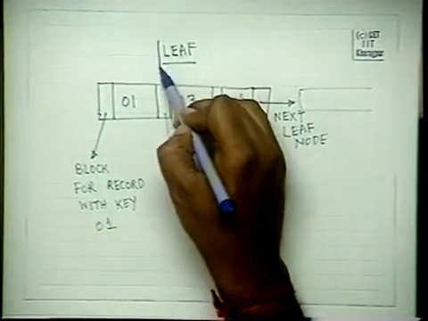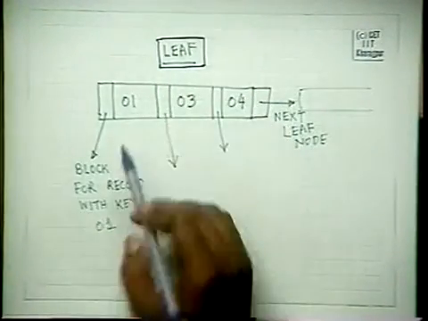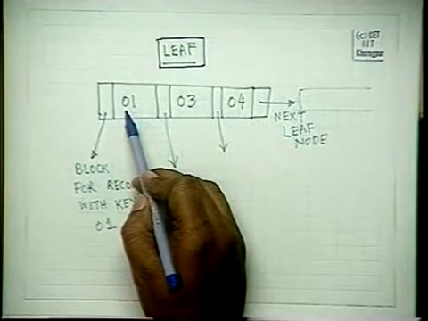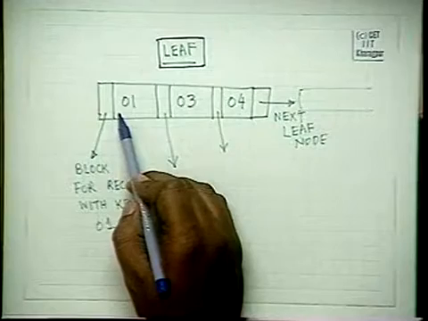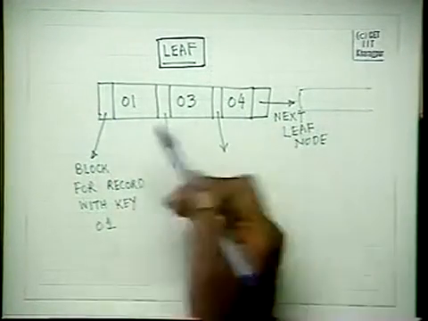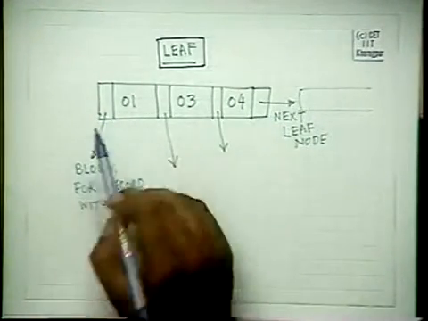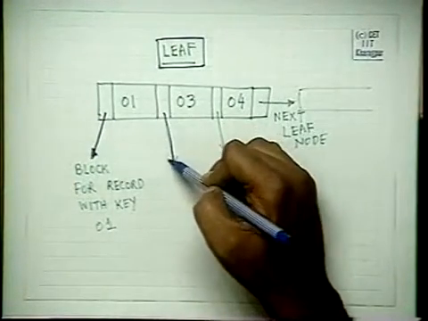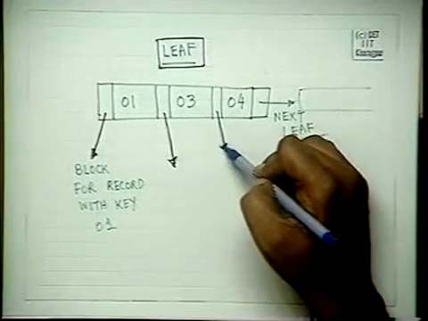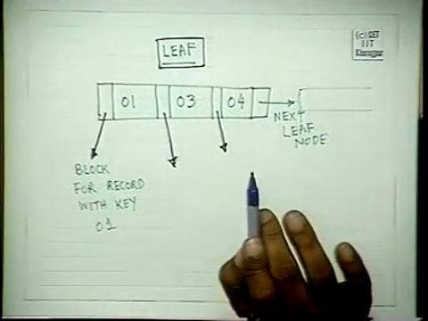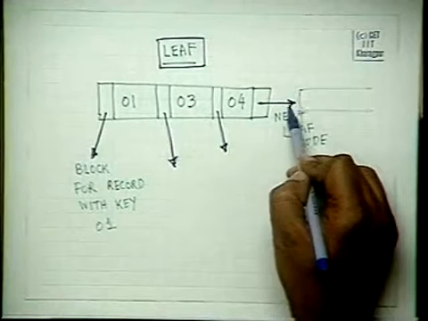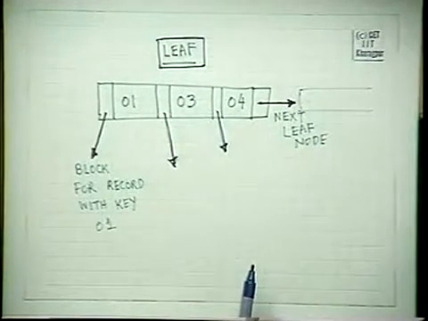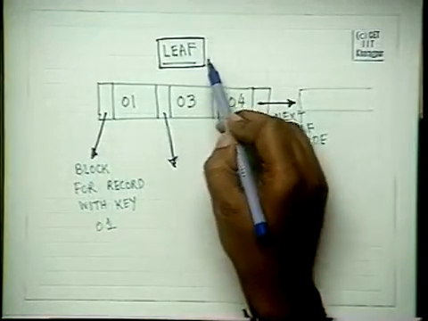This is a leaf node. For a leaf node and in a dense indexing scheme, less than 0, 1 means there is only one. So we take the convention that for a leaf node, this will point to the actual block. This will point to the actual block, and this will point to the actual block. This is the convention we follow for a leaf node, and this will point to the next node. So this is a leaf node in the B plus tree.